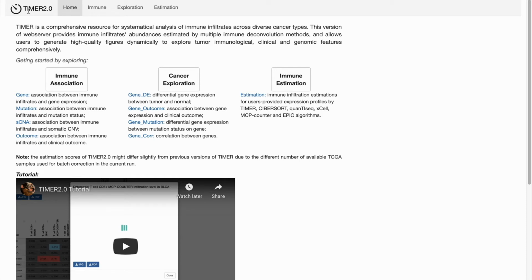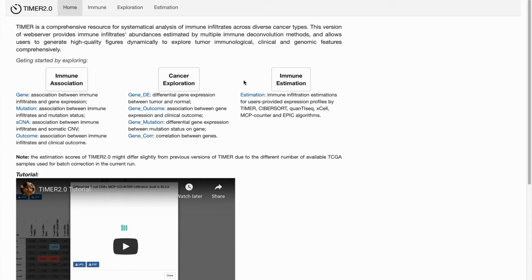TIMER2 is a web platform to help cancer biologists investigate the association of their gene of interest's expression, mutation, and somatic copy number alteration with tumor immune infiltration, and together how they influence patient overall survival. TIMER2 could also help analyze non-immune-related associations, such as differential gene expression between tumor and normal samples, and association between specific gene expression and the patient clinical outcome, and so on.